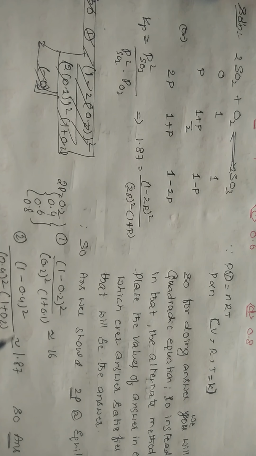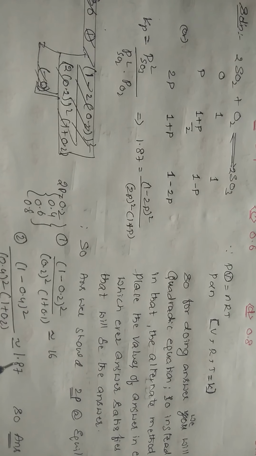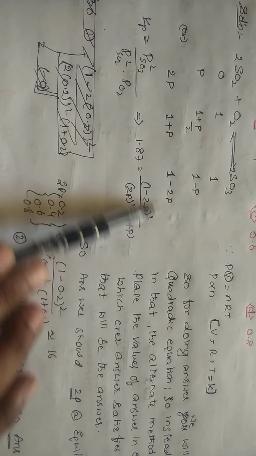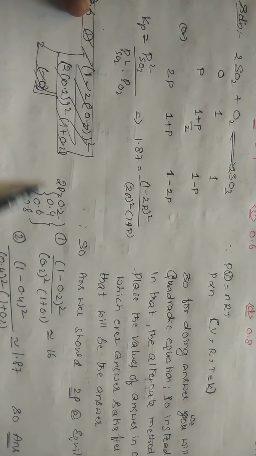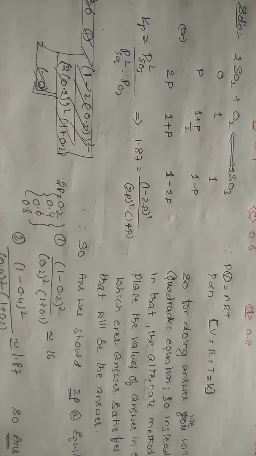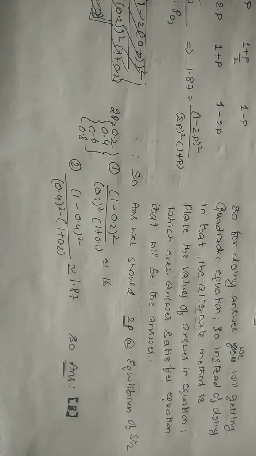Solving the equation will be very difficult, so you do it in the reverse manner. Substitute the value of 0.2 in the alpha value, wherever you are having the P value. Because he has taken 2P value, right? 2P value he is asking. 2P value you substitute so that you will be getting the answer, and the answer will be approximately 0.4. So answer is B.